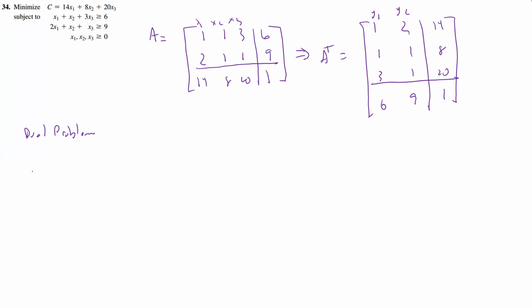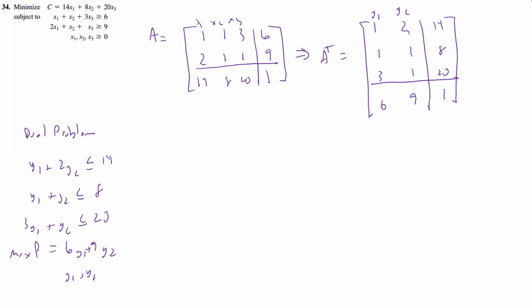And so if we write that out, we'll have what? y1 plus 2y2. Now it's going to be less than or equal to, and that's going to be 14. And then we'll have y1 plus y2 less than or equal to 8. And 3y1 plus y2 less than or equal to 20. And if we write our new problem, it's going to be a max P equals what? 6y1 plus 9y2, and y1 and y2 have to be greater than or equal to 0.